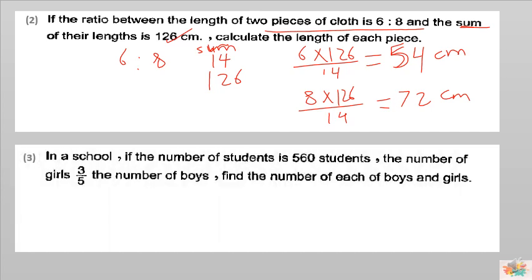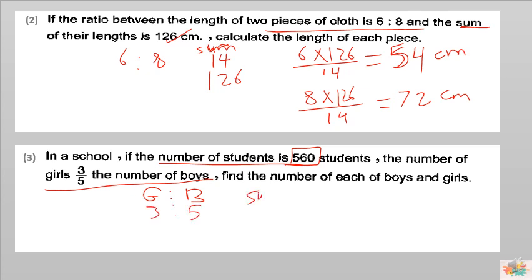Question number 3. In a school, if the number of students is 560, يعني number of students يعني boys والgirls كلهم مع بعض 560. The number of girls to the number of boys is 3 to 5. So we start with girl then boy. اوعى تعكسها وتكتب البوي الأول. وقال لك الجيرل الأول ابدأ بالجيرل. 3 to 5 الفراكشن دوت أقدر أكتبه بالشكل ده.